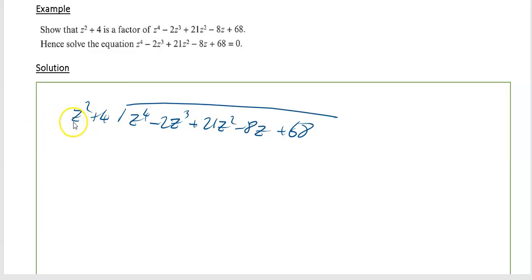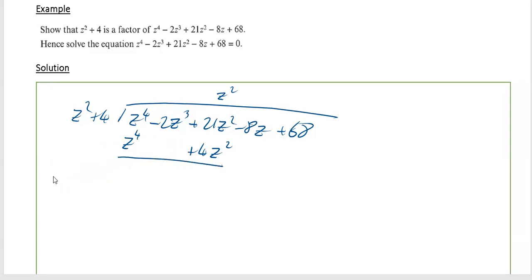Okay, so first thing, z squared needs to be multiplied by what to give you z to the power 4? The answer is z squared. So you put a quadratic term here, z squared. Then you multiply your divider by z squared, so it gives you z to the power 4, and then plus 4z squared. So notice I've left my gap here. You then put a line underneath this and subtract.